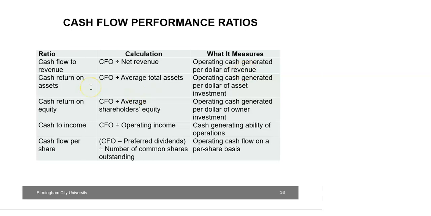Similarly, the cash return on asset is calculated as cash flow from operations divided by average total assets, and the cash return on equity is similarly cash flow from operation divided by average shareholders' equity. The cash flow per share is then calculated as cash flow from operations minus any preferred dividends divided by the number of shares outstanding. This gives us a measure of the operating cash flow on a per share basis. Keeping other things constant, the higher are these ratios, the better it is. That is, the higher is the cash return, in each case, the better it is.